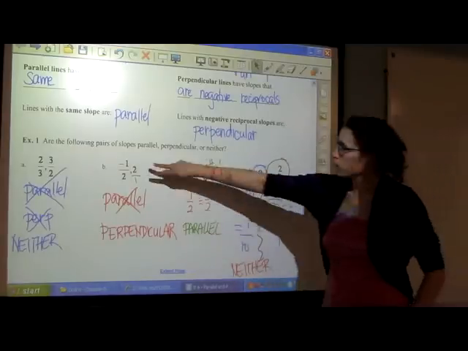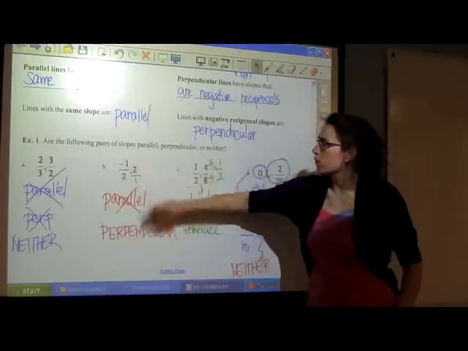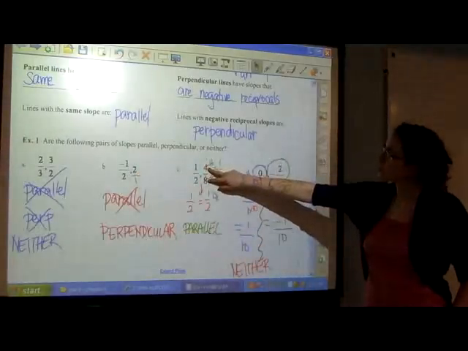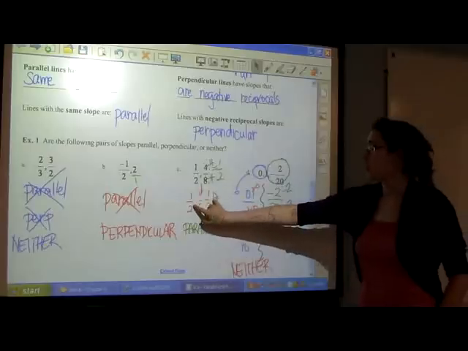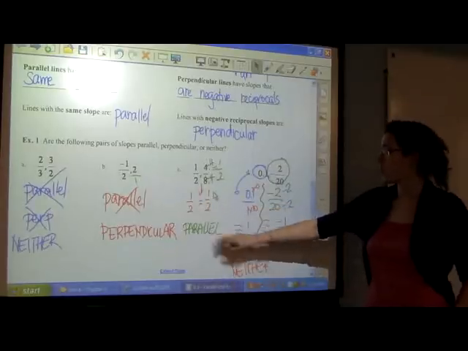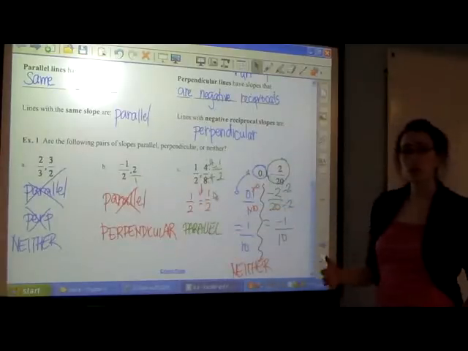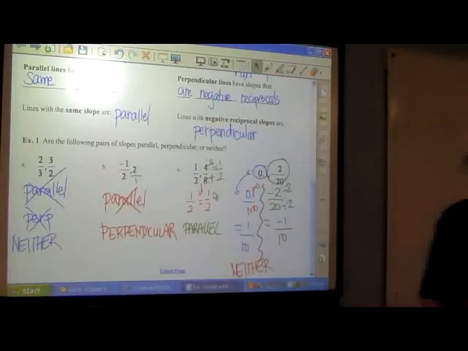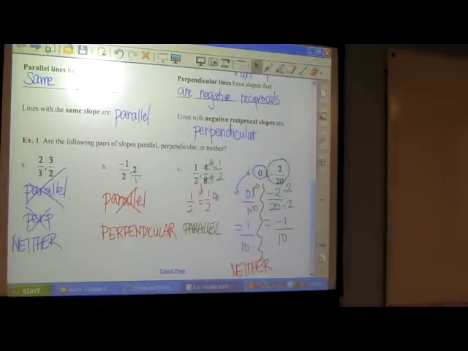So again, perpendicular means that if I flip it, one's negative, one's positive, I have perpendicular. Parallel means that if I can reduce one or both of them and get it to work out to be the exact same number, I have parallel. And if neither of those apply, it's neither parallel nor perpendicular.